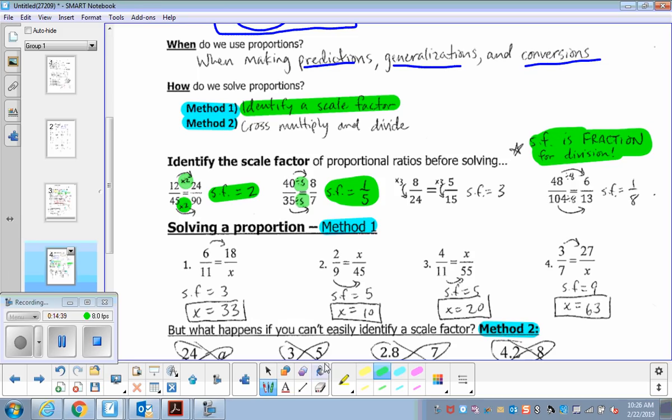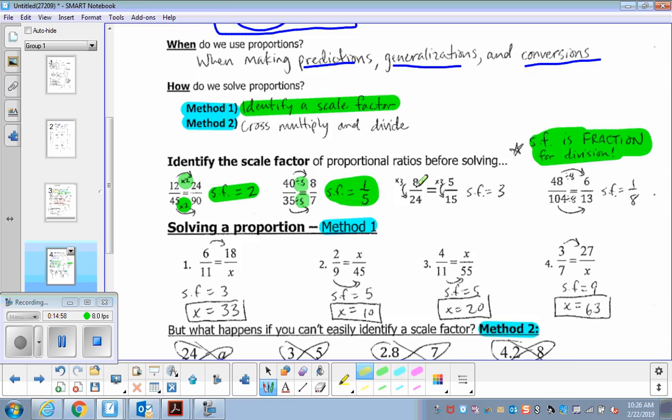The reason that is, folks, is because by definition, a scale factor is something you multiply by. Okay? So right here, 12 times 2 gives me 24. And over here, 40 times 1/5 gives me 8. 35 times 1/5 gives me 7.